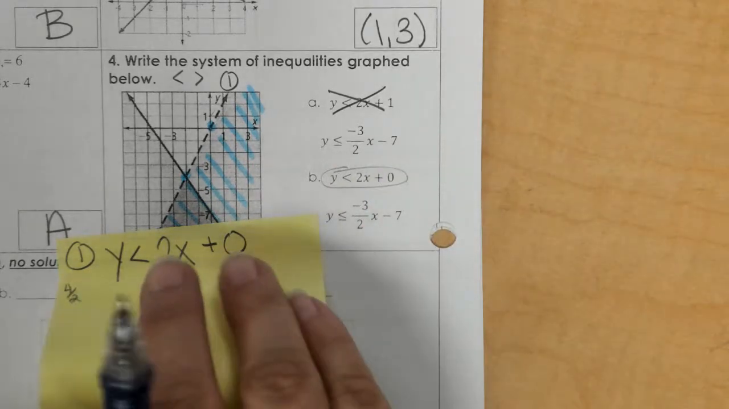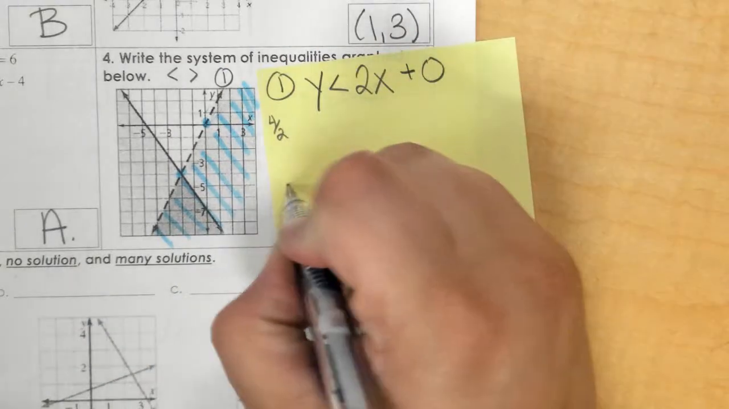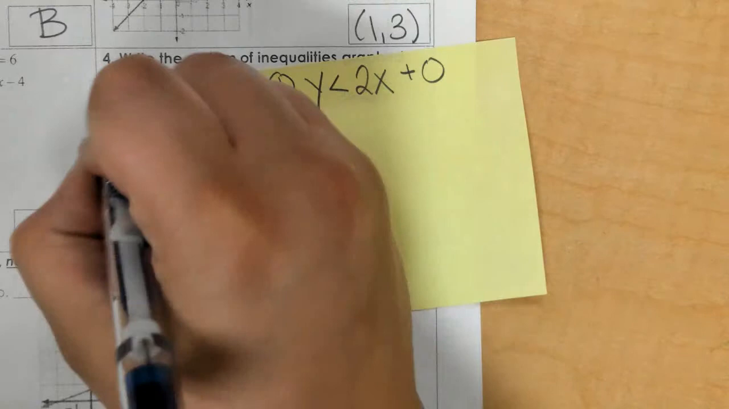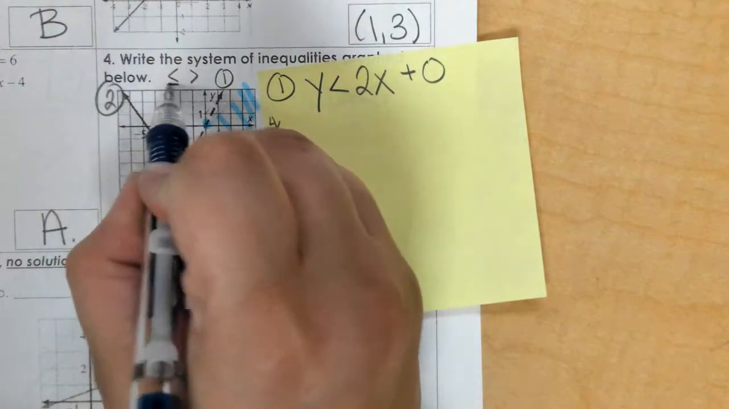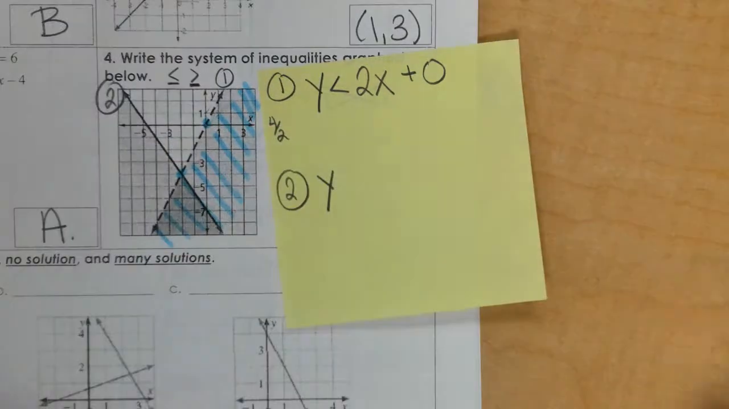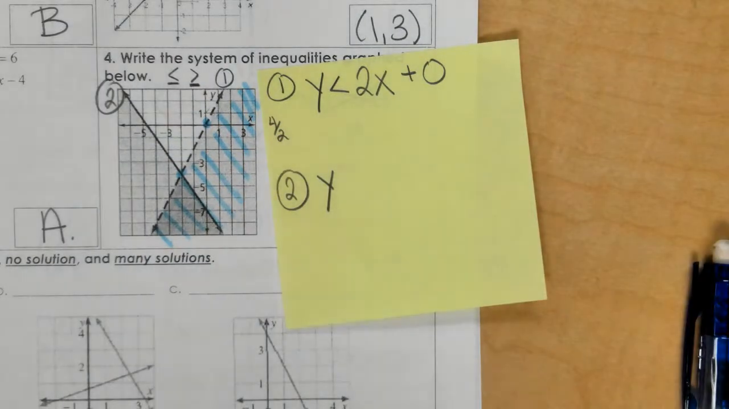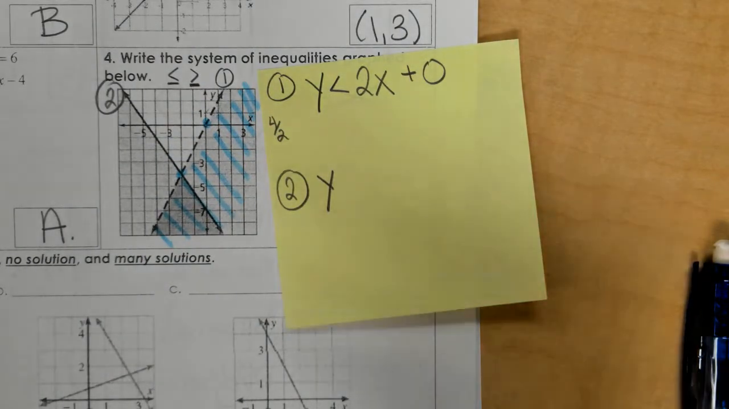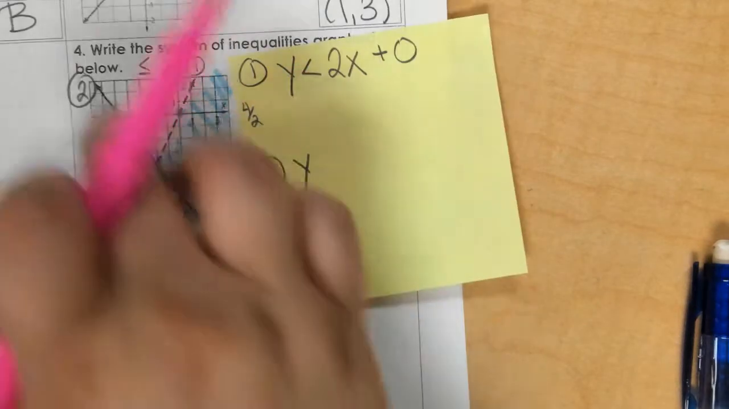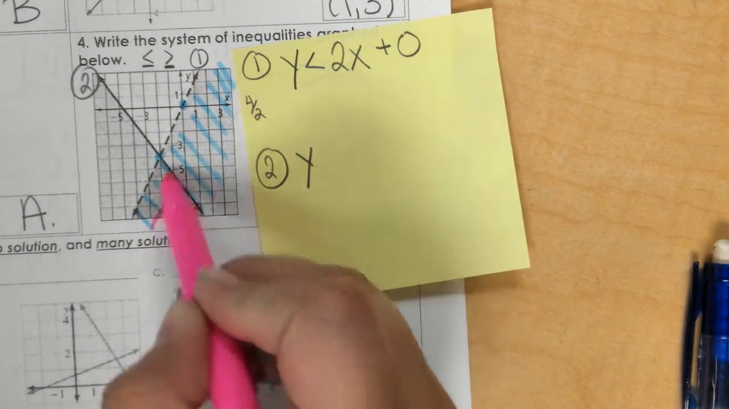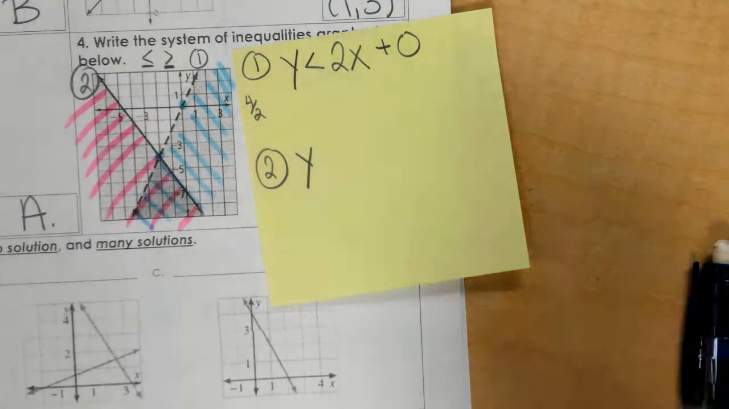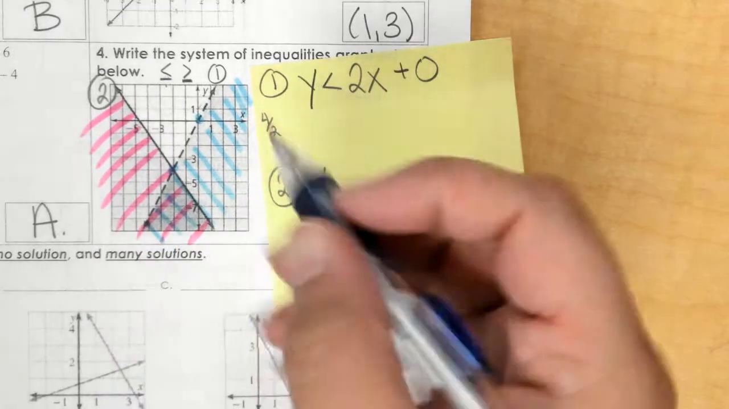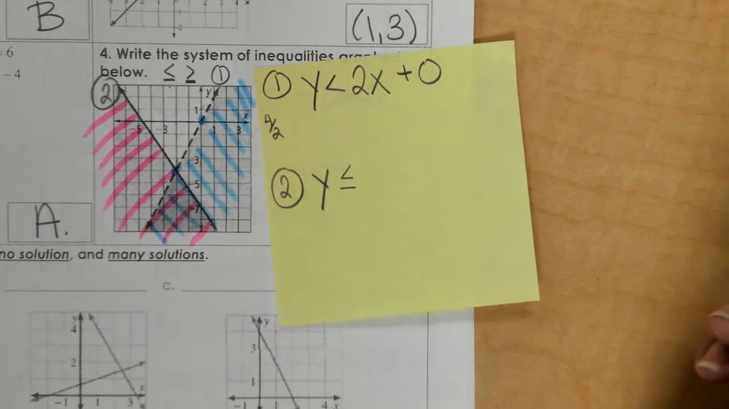Okay. The second line is solid, so it would be less than or equal to or greater than or equal to. And we find that darker shaded area. From that solid line, it's going down. So if it's going down, that's less than or equal to.